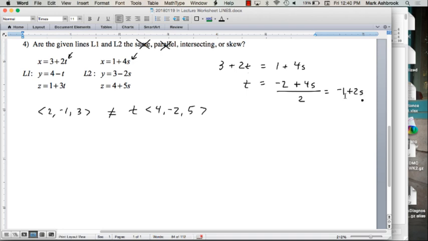So that's true according to the x-coordinates. T would be negative 1 plus 2s according to the x-coordinates. And so then you want to see if, for the y, 4 minus that equals, all that, negative 2 plus 4s over 2. And where am I going now? See if that equals 3 minus 2s. So 3 minus 2s, and this one equals negative 2 plus 6s.